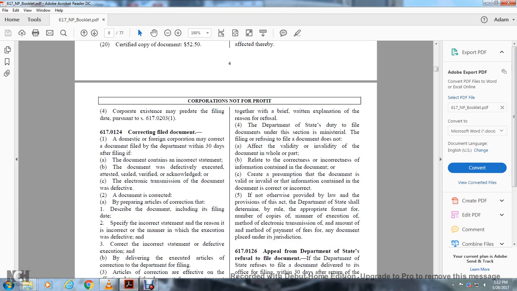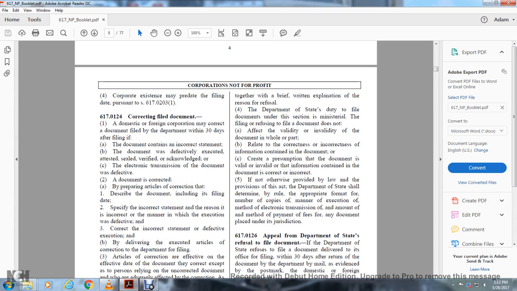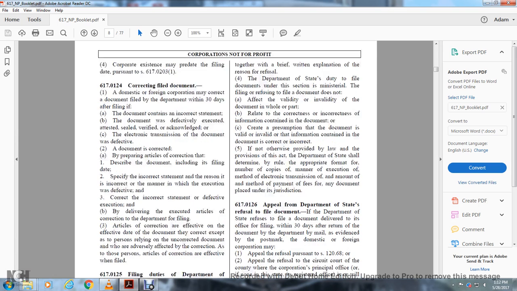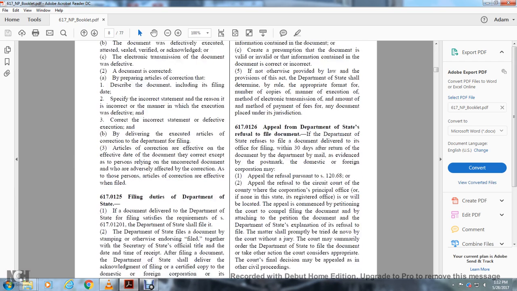The document is corrected by articles of correction that describe the document, including the filing date, the specific incorrect statement and the reason it is incorrect, or the manner in which the execution was defective, and that contain the corrected statement or the properly executed articles. The Department files the articles of correction. The articles of correction are effective on the effective date of the document they correct, except as to a person relying on the uncorrected document and adversely affected by the correction, as to whom they are effective when filed.